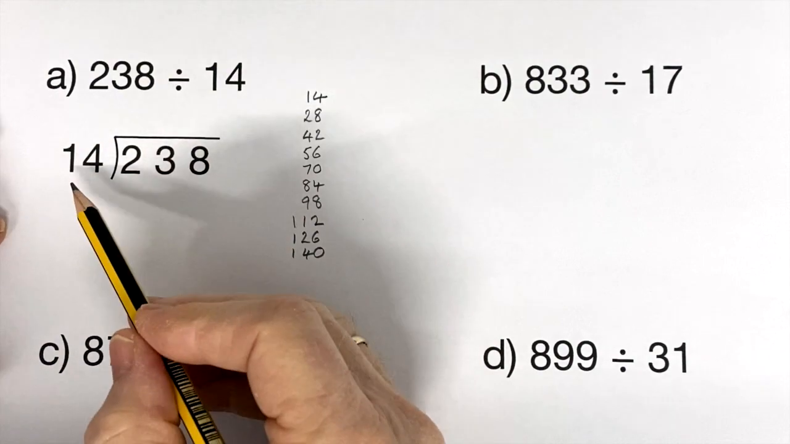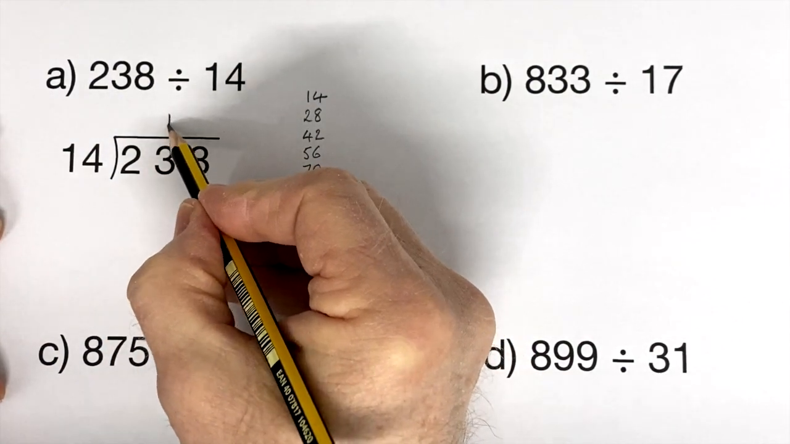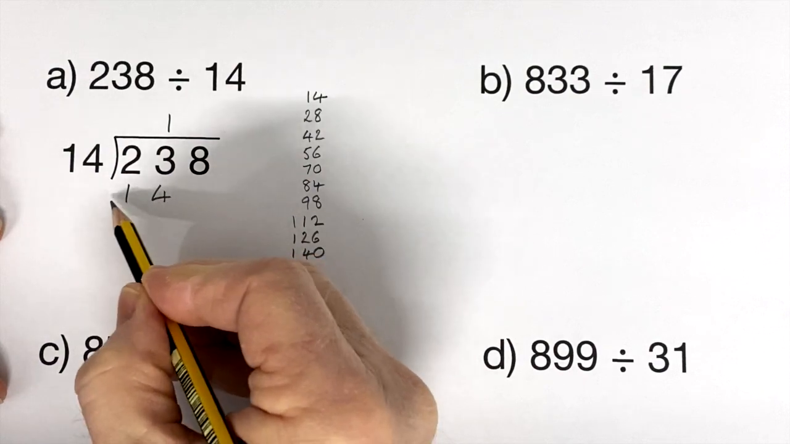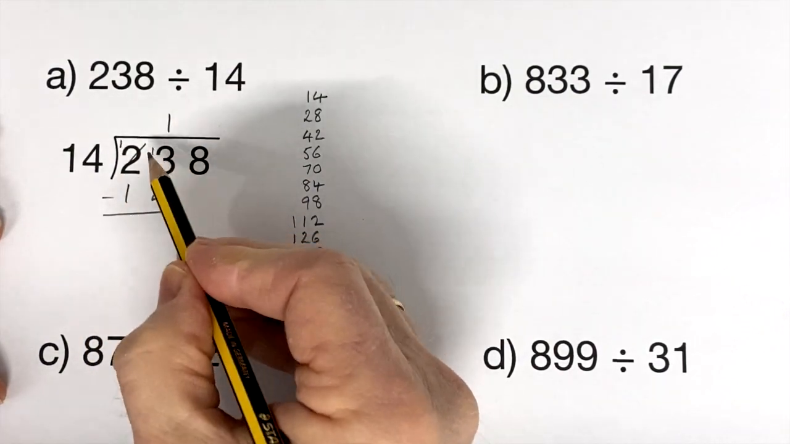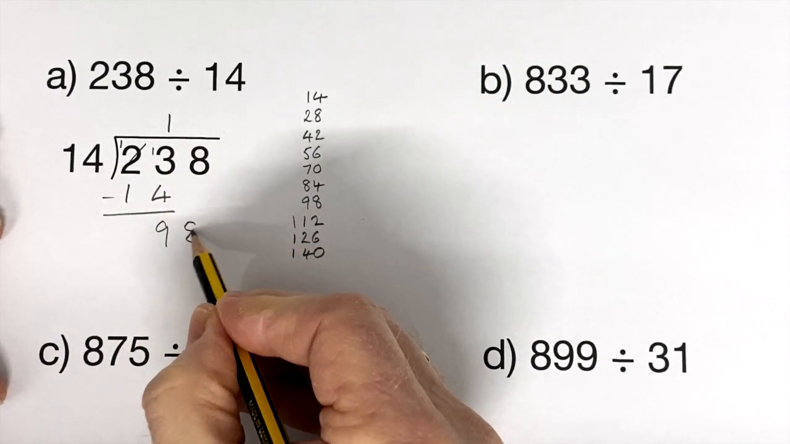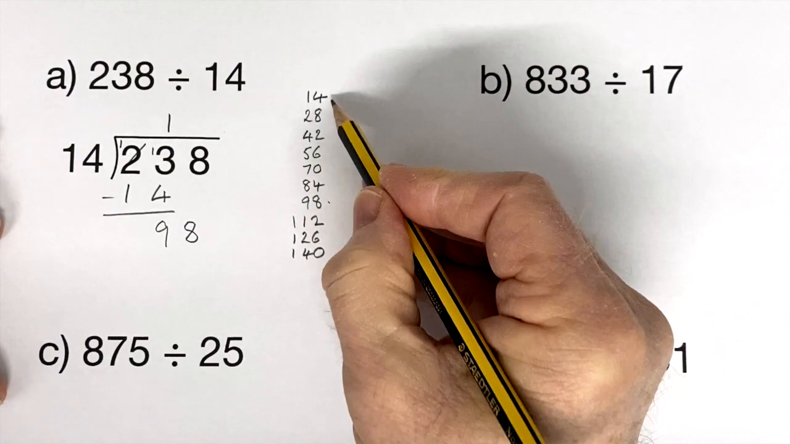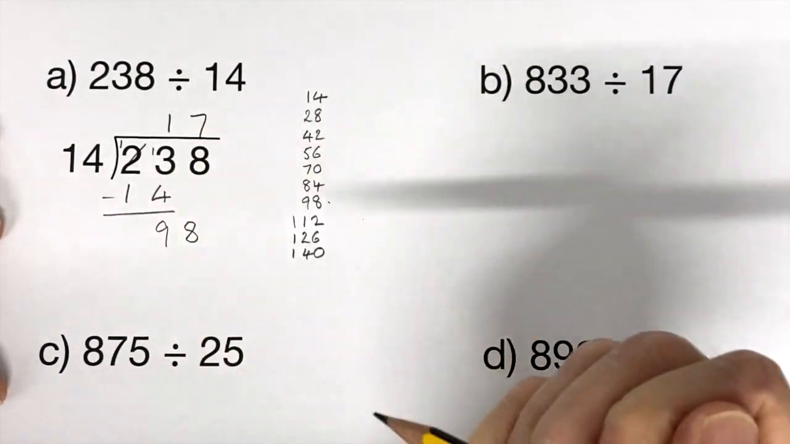So, question A. 14 into 2 won't go. 14 into 23 will only go once. So let's subtract that 14. 3 take 4 I cannot do. Cross out the 2, put 1. 13 take 4 gives me 9. Pull down the 8, we've got 98. And there it is. 1, 2, 3, 4, 5, 6, 7. So the answer is 17.